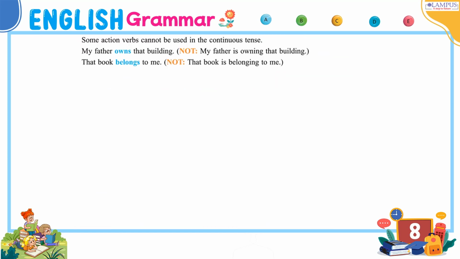Some action verbs cannot be used in the continuous tense. My father owns that building. Note: my father is owning that building. That book belongs to me. Note: that book is belonging to me.